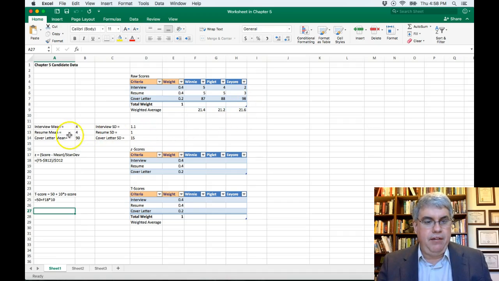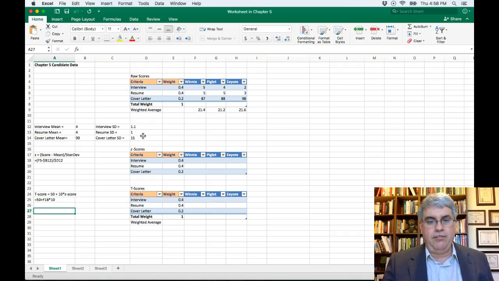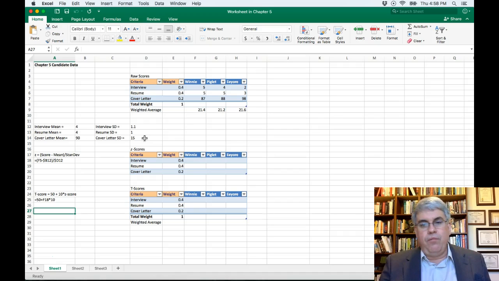Here we have some data. For the interview, the average score was 4 with a standard deviation of 1.1. For the resume, it was about the same thing. But for the cover letter, it was graded on a different scale. It looks like it was graded on a 0 to 100 score, where the average score was 90 with a standard deviation of 15. So because we've got different standard deviations, even when we weight things, things with the greater standard deviation are going to weigh and influence the decision far more than they should.